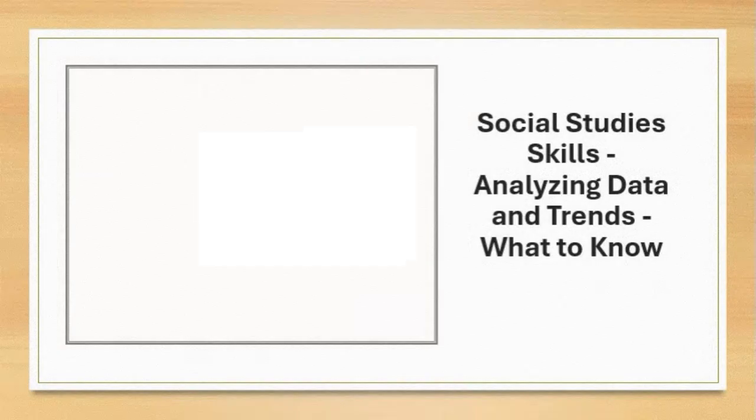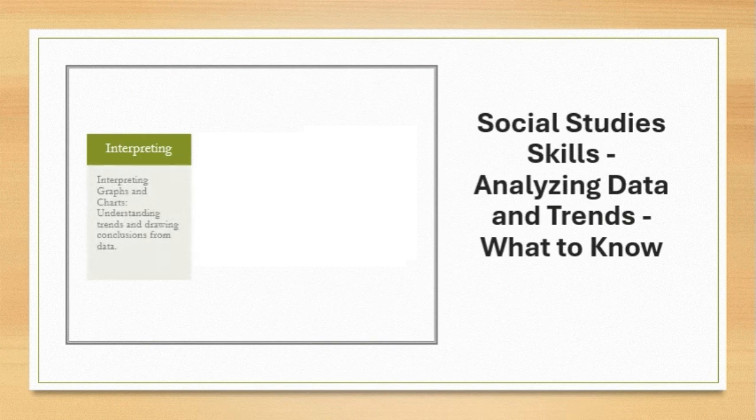Interpreting graphs and charts. In social studies, you may encounter graphs and charts that represent important trends in history. Whether it's population growth, economic indicators, or voting patterns, interpreting these data visuals is essential. The key is to understand what the graph is showing and what conclusions can be drawn.